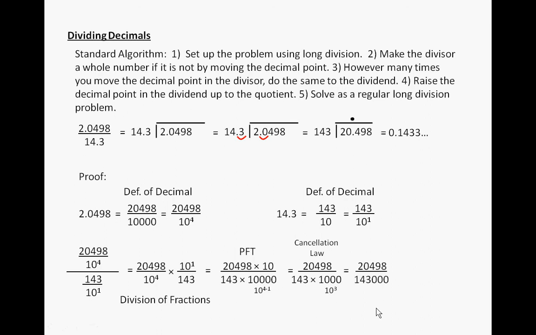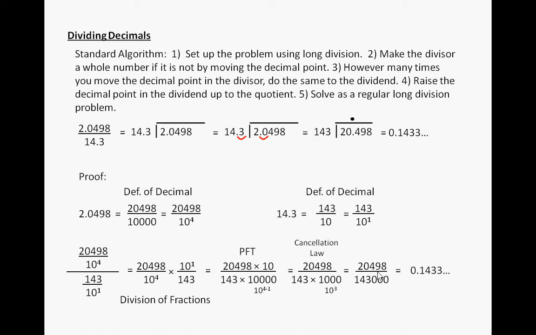And so here's our answer. In essence, this is the answer to the division problem. 20,498 over 143 thousandths. But of course, if you were to divide that, as a decimal, it would turn into 0.1433, which is exactly up here. Let me go back to this part right here. So this would be 143. Notice how that corresponds with 143 here.